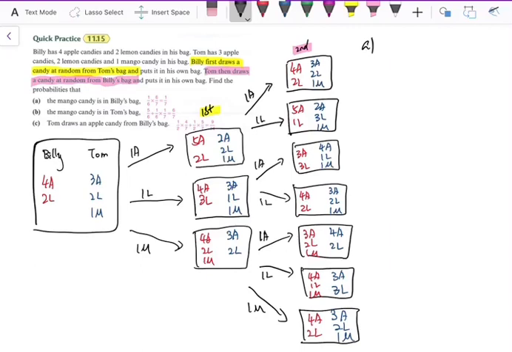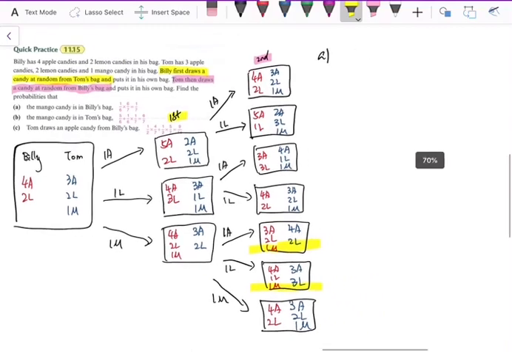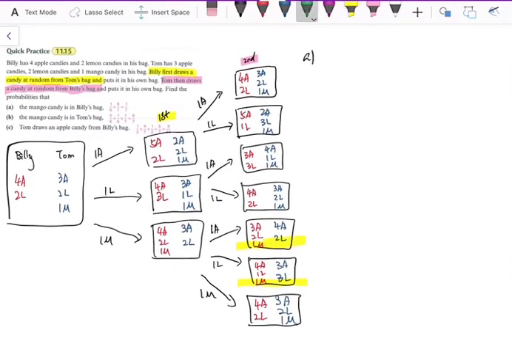Okay, now let's start with the A part first. The mango candy is in Billy's bag. So think about which one is in Billy's bag. The mango candy in Billy's bag. Only 2 of them. Yes, good. 2 of them means either or. Either or, I would strongly suggest you use plus. So what we need to do is mango in Billy's bag.